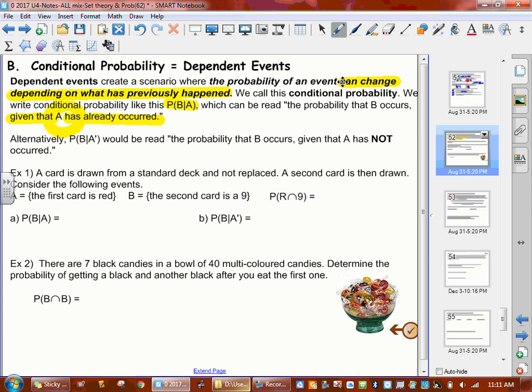And this one, with the prime tick right here, we would just say the probability that B occurs given that A has not occurred. Okay? All right, let's take a look at these ones.